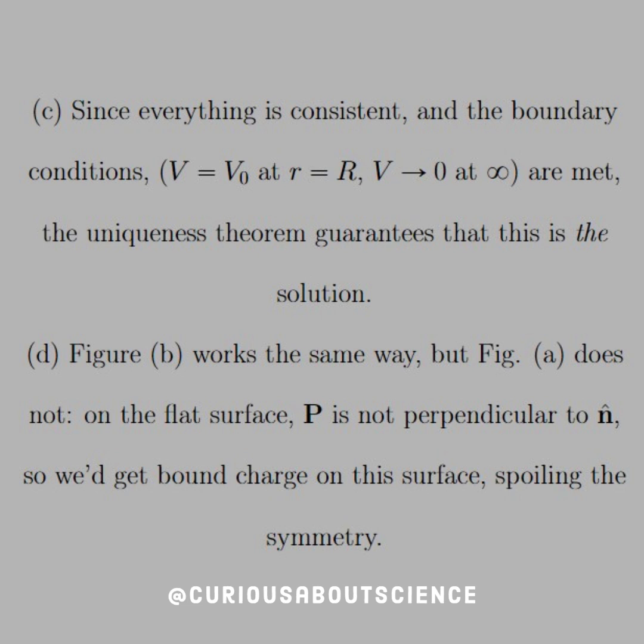Moving on to part D, we note that for figure B in the second diagram setup, we could maneuver the same way as we did for this diagram setup, simply due to symmetry. Figure A doesn't work because this thing is more than halfway embedded and there is no symmetry. Therefore, P is not perpendicular to the r hat or the radial direction, so we would get a bound charge on the surface, spoiling the symmetry.